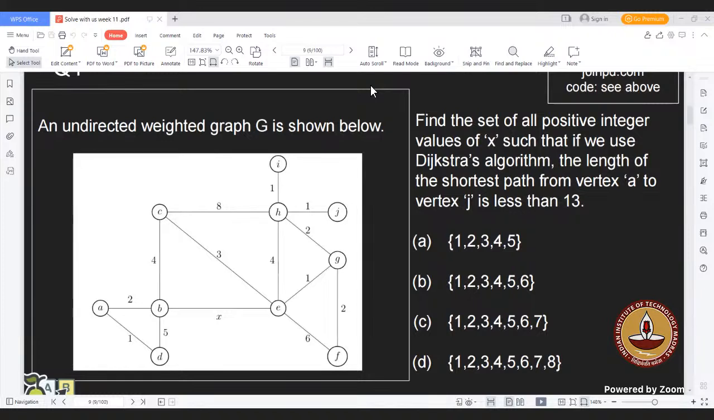And as I said, to solve this question, you have to apply Dijkstra algorithm from source vertex A, and you have to try to reach J. It is given that the shortest path from A to J is less than 13, so it can be anything less than 13. So what can be the possible values of x is the question which is asked. If you guys have any doubt, you can unmute and ask. And if you got the answer, just post the answer in the chat box. So am I clear?